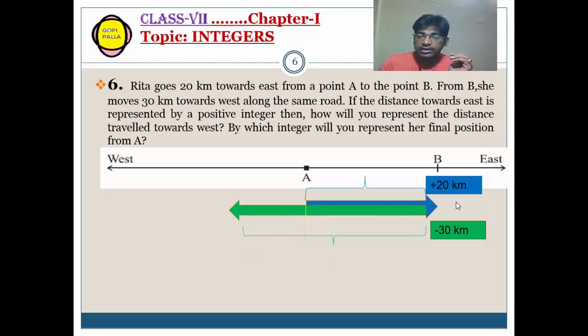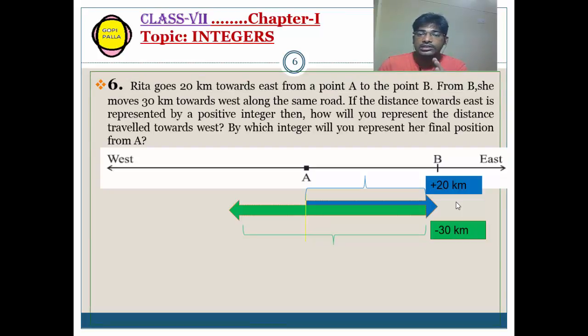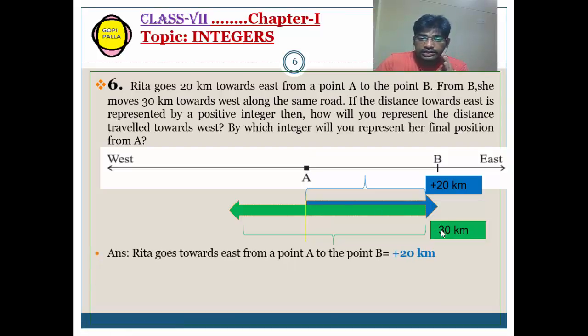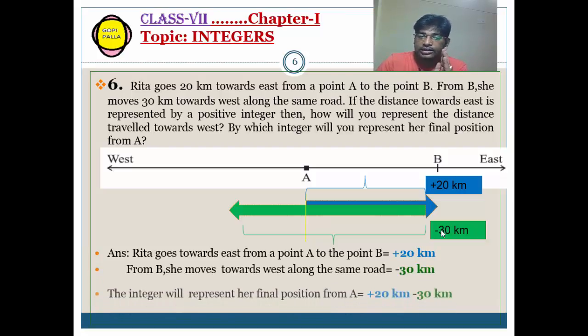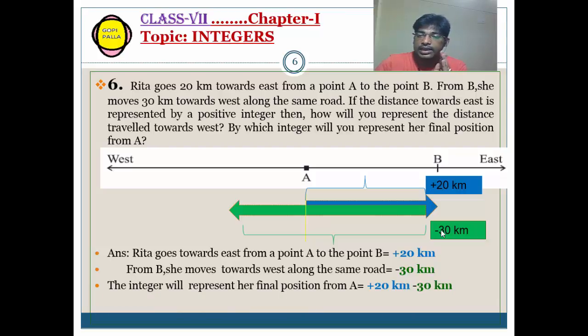Now by which integer will you represent her final position? Her final position with respect to the initial position, with respect to A, is plus 20 towards east, and from B she moves towards west along the same road, minus 30. So the net integer that will represent the final position is plus 20 minus 30. This is the final position from A.